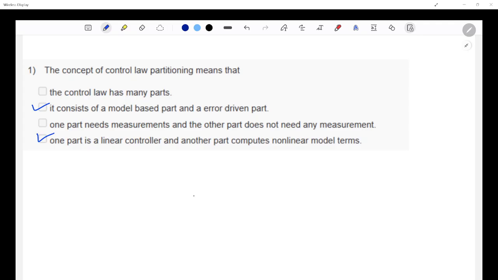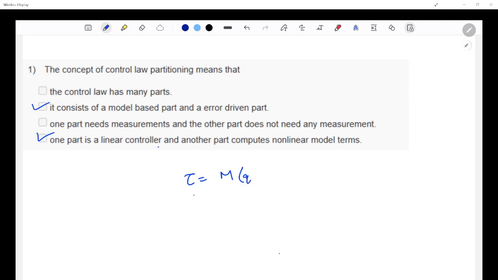So, what is control law partitioning? When we started with robot dynamics, we defined the robot dynamics as the following, right?